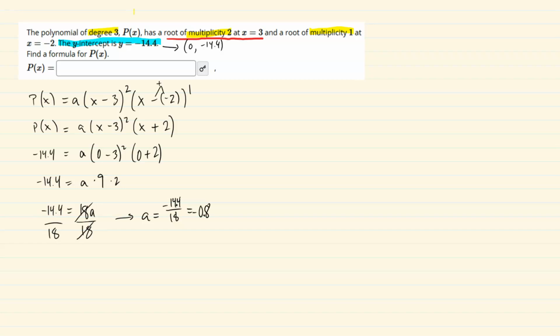Okay? Plug it in your calculator. You might be able to figure that out if you do it by hand, but you should use a calculator. Don't waste your time. And so that gives us our final function, which using this form right here, we can plug in our value for a. So that's p of x equals negative 0.8 times (x minus 3) squared times (x plus 2).